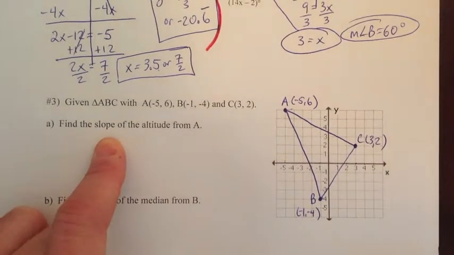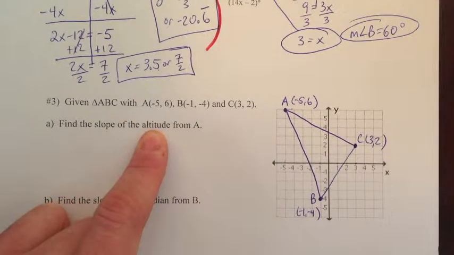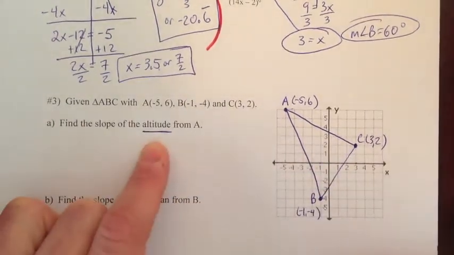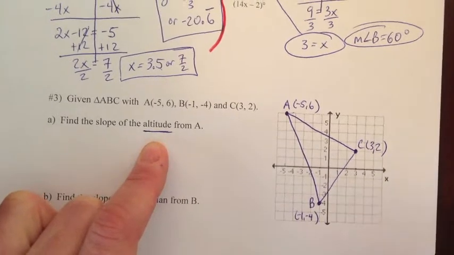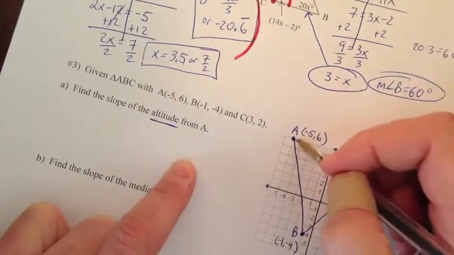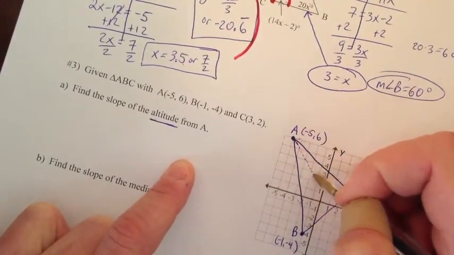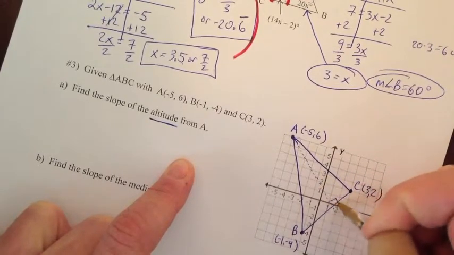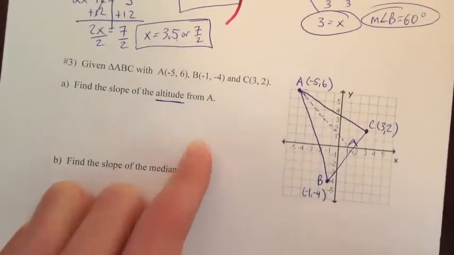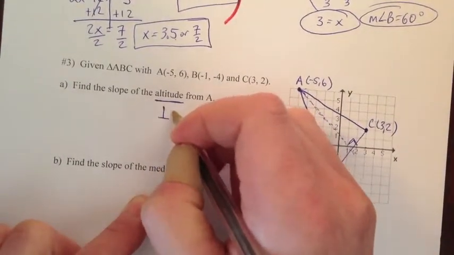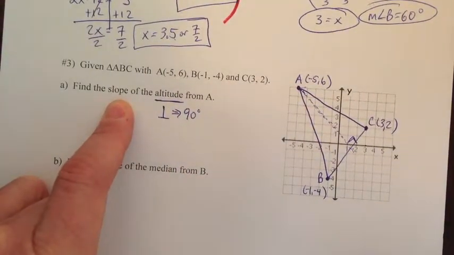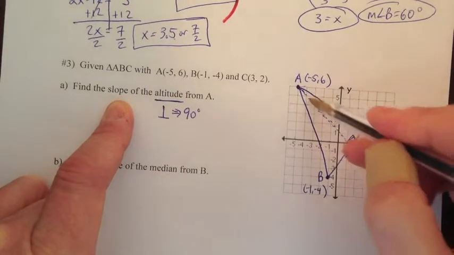Part A, find the slope of the altitude from A. Well, you've got to understand what's an altitude. An altitude is perpendicular from a point to the opposite side. So if I were to draw this, the altitude from A would look something like this. This is not accurate, but it's going to have to be perpendicular, which means 90. Okay, so altitude means perpendicular. Perpendicular means 90 degrees. And they say find the slope of the altitude.